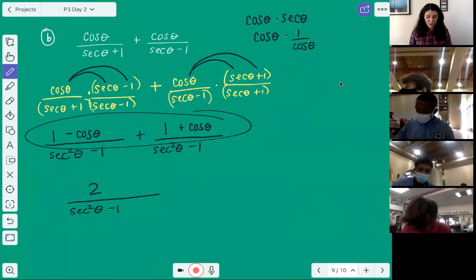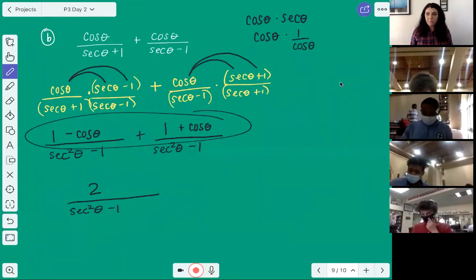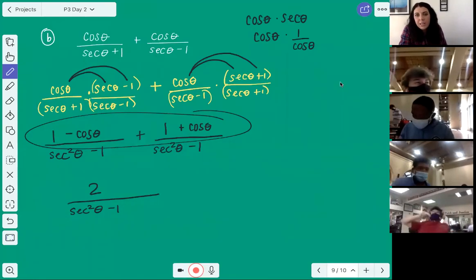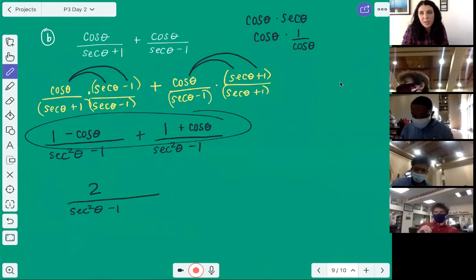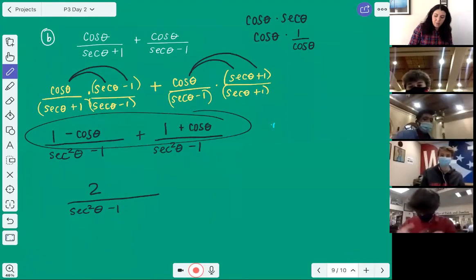Okay, Miles, I'm going to hang with you here. Secant squared theta minus 1. What does that cause you to think about? Secant squared theta minus 1. It could be what? It causes me to think about secant squared theta. Anyone have an idea here? Secant squared theta minus 1. What does it cause you to think about? Pythag. Pythag, correct. So I'm going to write our Pythag.